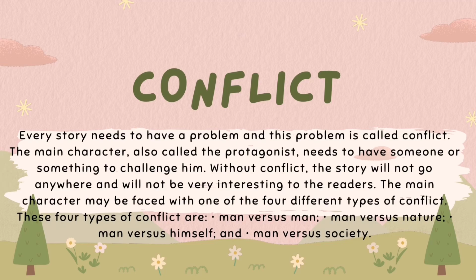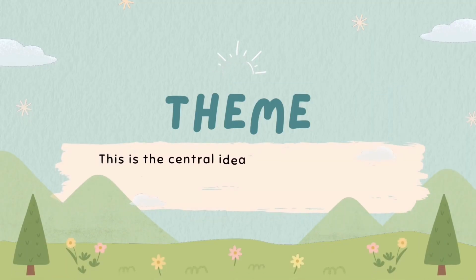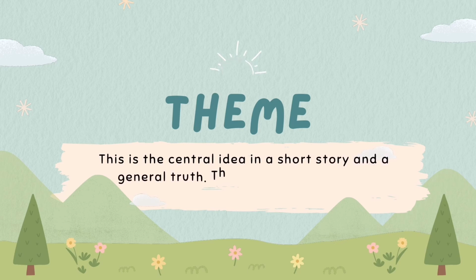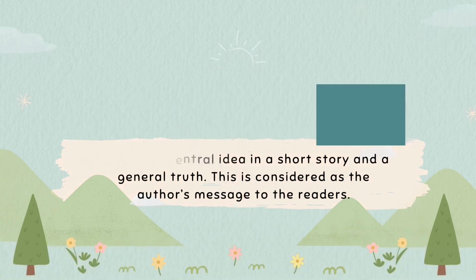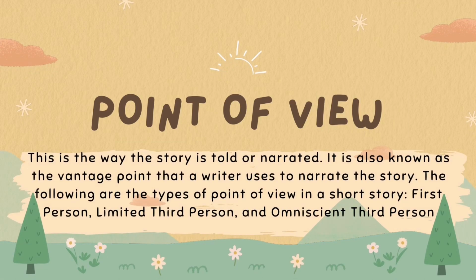Fifth is the theme. This is the central idea in a short story and the general truth. This is considered the author's message to the readers. And the last element is the point of view. This is the way the story is told or narrated. It is also known as the vantage point that a writer uses to narrate the story. The following are the types of point of view in a short story: first person, limited third person, and omniscient third person.